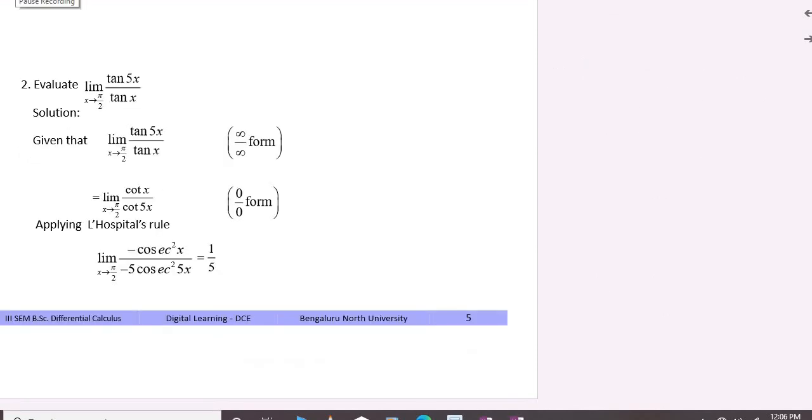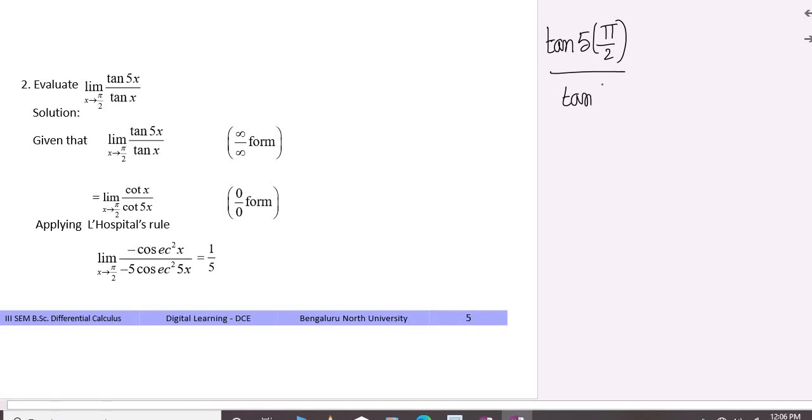Next question. Limit x tends to pi by 2 tan 5x by tan x. First substitute x equal to pi by 2. Then we are going to get tan 5 times of pi by 2 divided by tan pi by 2. Tan 5 times of pi by 2 is equal to infinity. Tan pi by 2 is infinity. This is indeterminate form.